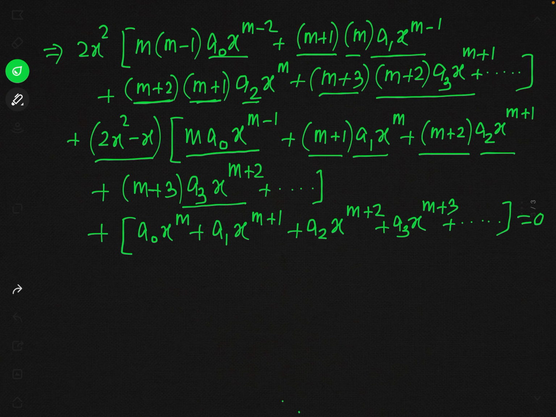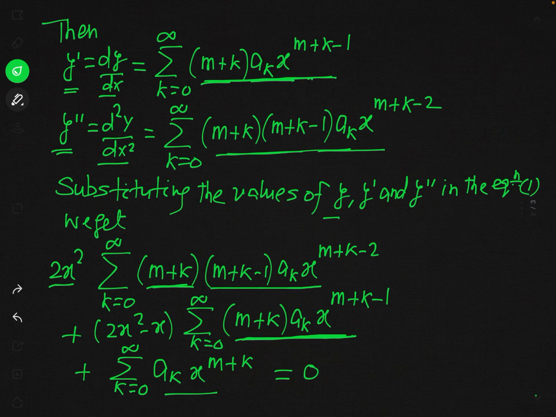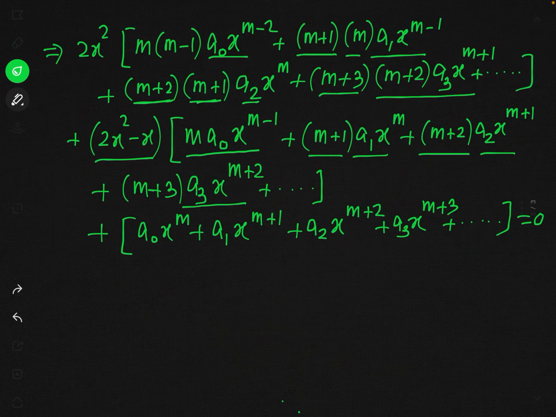You can do it. Now in the last term, you can see the last term is ak x to the power m plus k, summation over k from 0 to infinity. So again put k equal to 0, k equal to 1, k equal to 2, k equal to 3, and so on. Substituting these values, you will get these terms. You can see easily, and this is equal to 0.